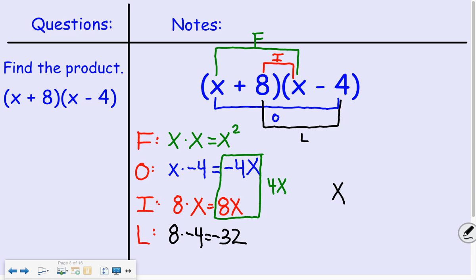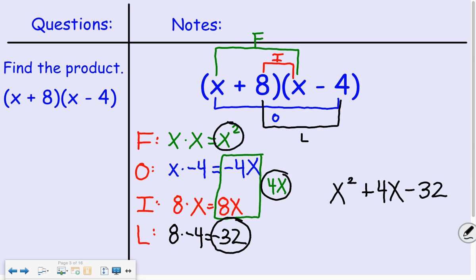So then I'll write my answer, x squared, which came from here, plus 4x, which came from here, minus 32, which came from here. So x squared plus 4x minus 32 is my answer.